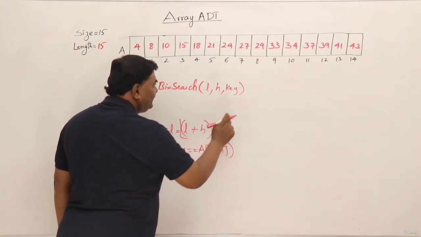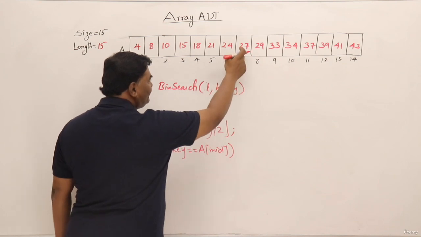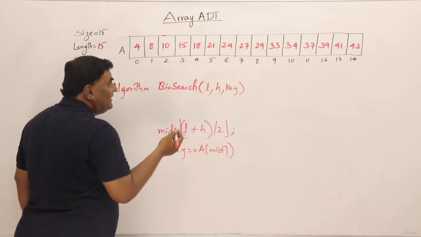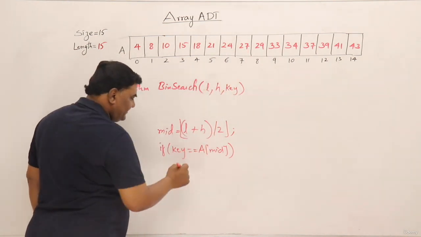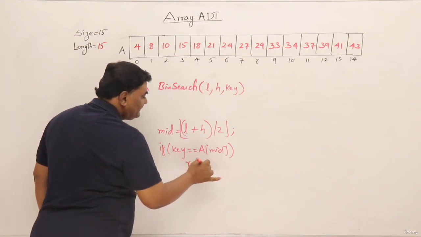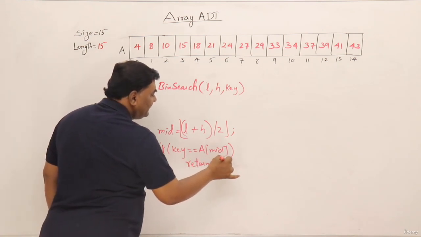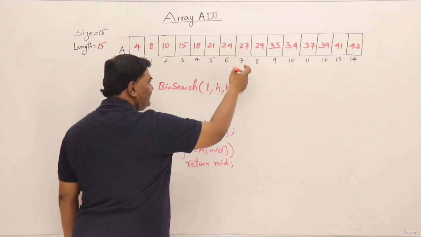If you remember, we were getting the middle element, this one. So we were checking whether this is the key element that we are searching for. If so, suppose we are searching for 27, then it is found. So return the index mid. That is, this is the index where it is found. So return it.